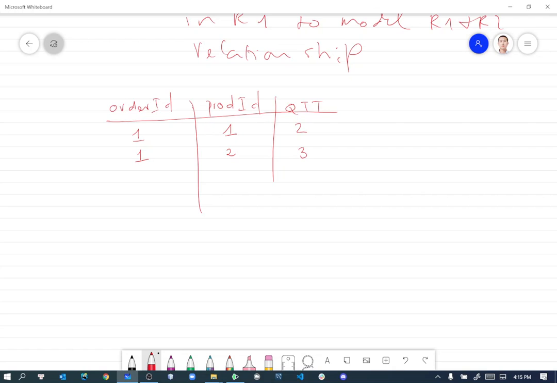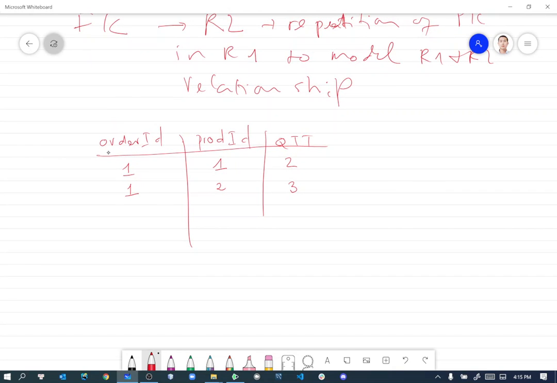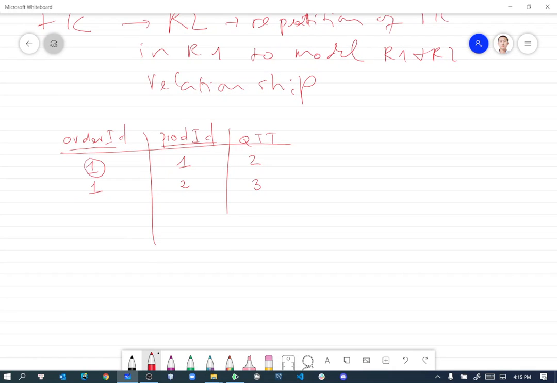Okay, so in this table, order ID and product ID is qualified to be unique, because given one order ID and one product ID, you can find only one quantity. You cannot find two. Because if you had three over here, it means you would not store it; you should update this one. So you should never have repetitions of order ID and product ID at the same time.